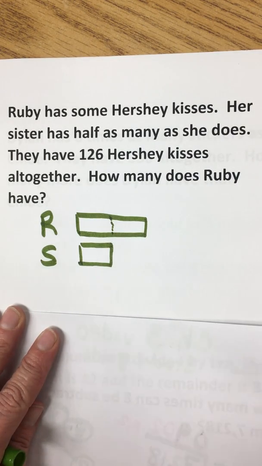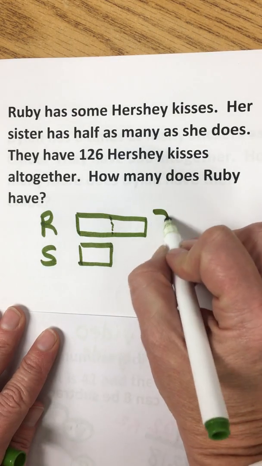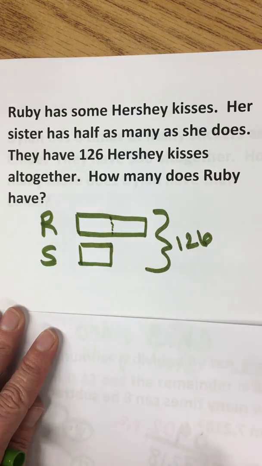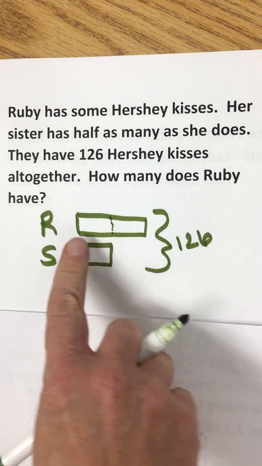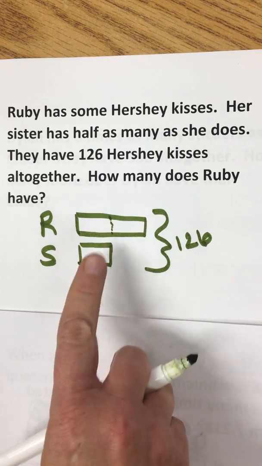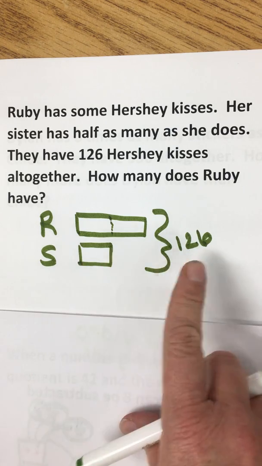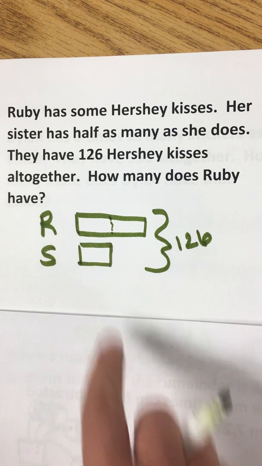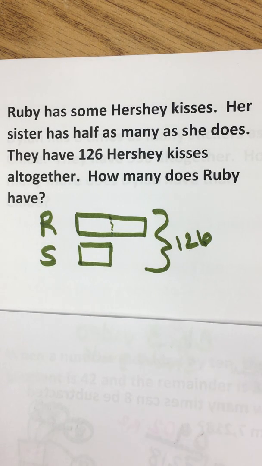The other bit of information we do know is that altogether they have 126. Okay, so we know when we add up Ruby's amount plus sister's amount, they have 126. We also know sister has half of what Ruby has. So in this case, this model kind of works to represent, right? Now the question is, how many do they each have?